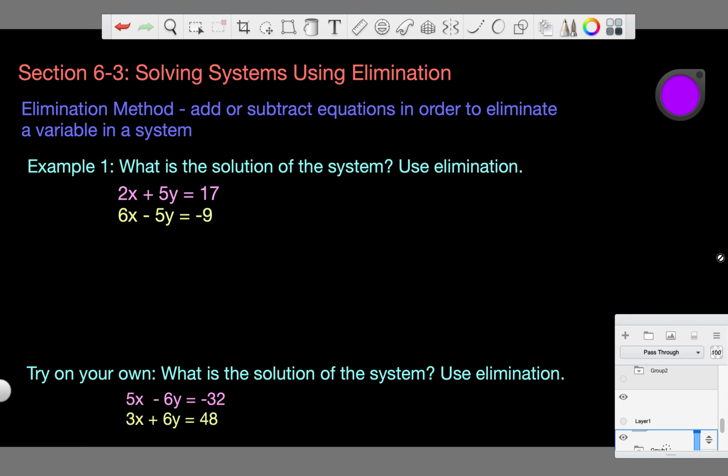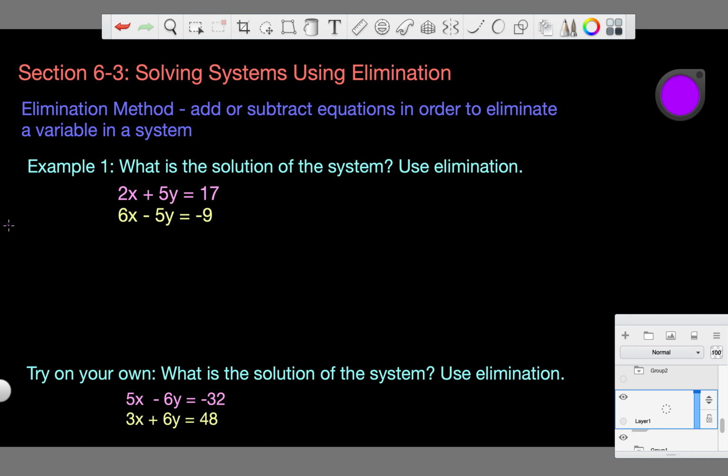Section 6.3, solving systems using the elimination method. So to eliminate something means to get rid of it, right? The elimination method is going to be used to solve a system of equations just as we use the substitution method and the graphing method. But in this case, you eliminate a variable, and you do this by adding or subtracting both of your equations together in order to get rid of something.